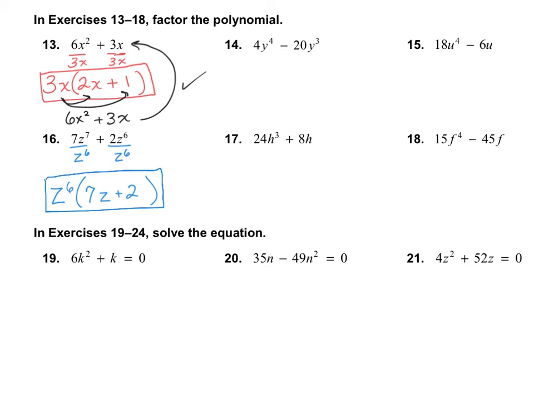And once again, if you thought about this going backwards, z to the 6th multiplied by 7z is indeed 7z to the 7th. z to the 6th multiplied by 2 is indeed 2z to the 6th. So you can double check it by plugging it back in. Okay, so that's what we're going to be doing first on these next set of problems.